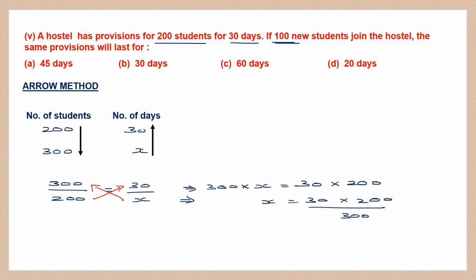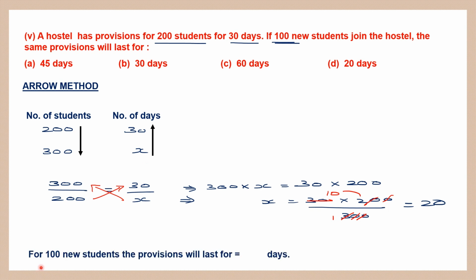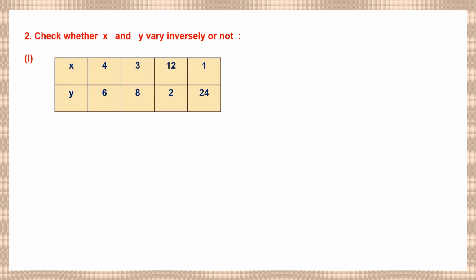So let's cancel the two zeros. I'm cancelling. Now I can multiply 3 and 30. 3 ones are 3, 3 tens are 30. I've divided and I've cancelled. Now 10 into 2 is 20. So x is equal to 20. And what is x? x is the number of days. That means for 300 new students, the provisions will last for 20 days. So this is our answer. So this is the arrow method to do this.